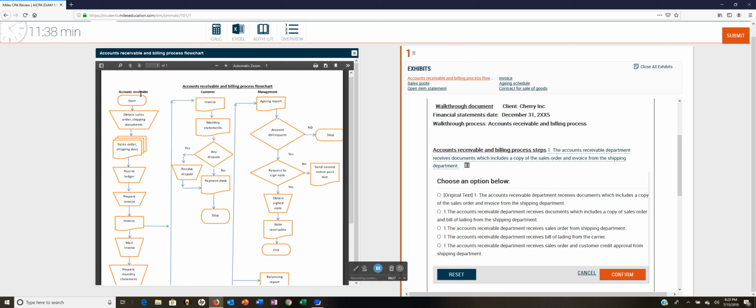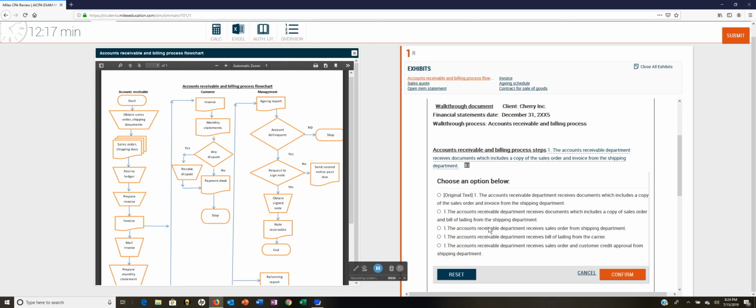And let's see what we got here. There we've got, this is from the client. So this is supposedly describing how their systems work. And it says the first thing that gets AR going is to obtain the sales order and shipping documents. So that right there seems to tell us that the sales order for sure is going to be in there. So it's either going to be number one or number two.